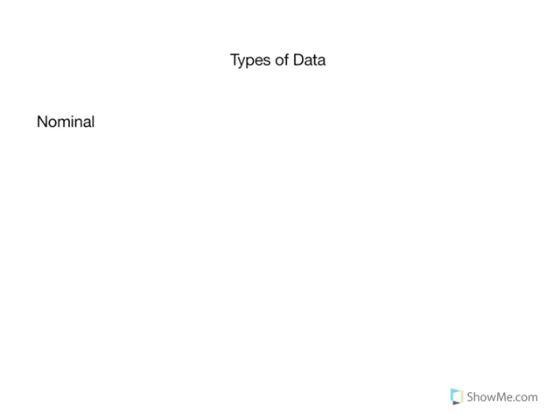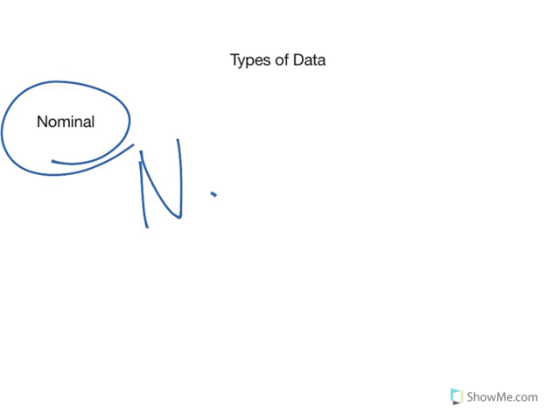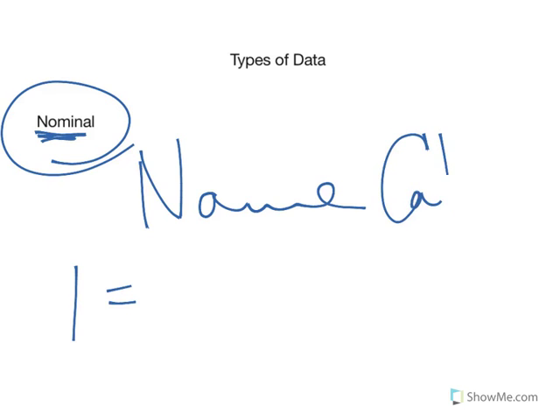The first type of data of the four types is nominal. Nominal data basically comes from name. That's what nome means, right? Nome, Latin for name. This type of data is whenever we use a number to be a stand-in for a category. So it's a category.